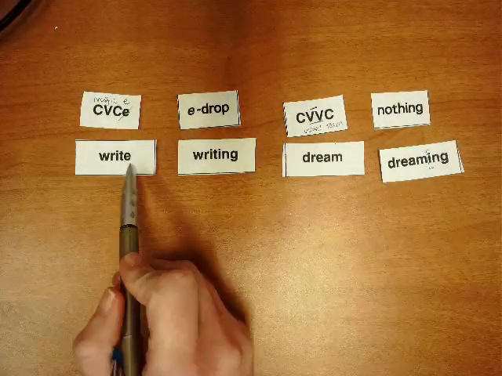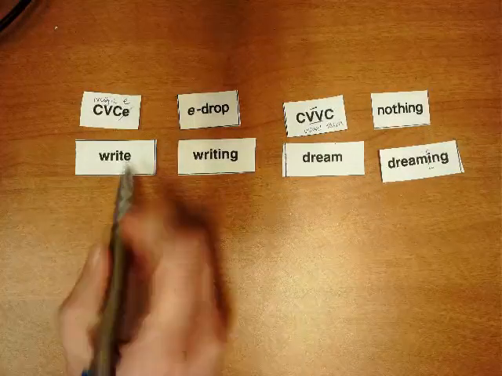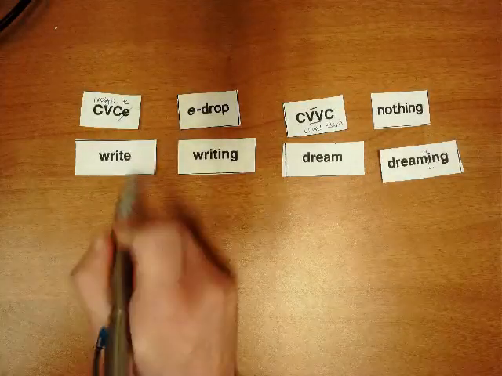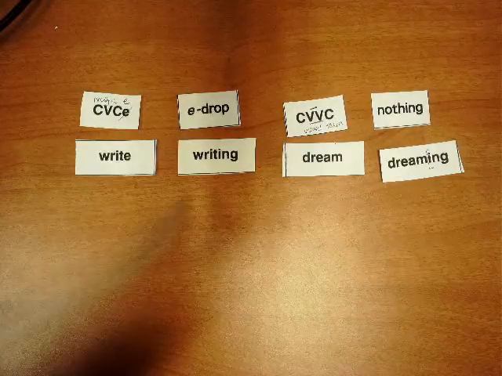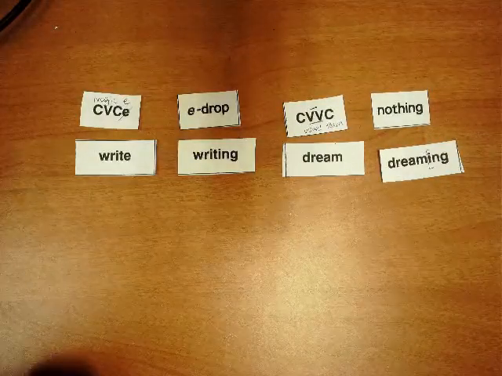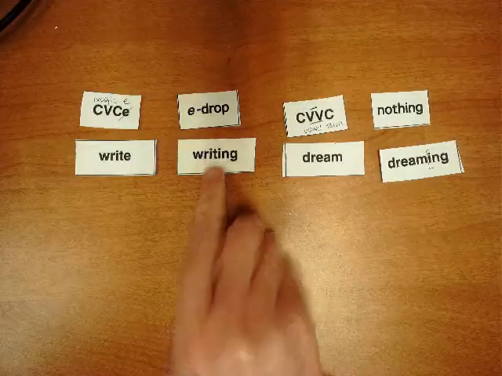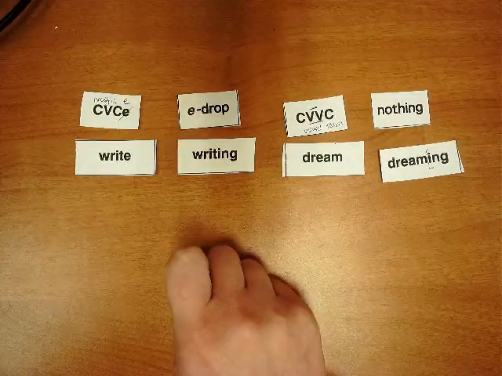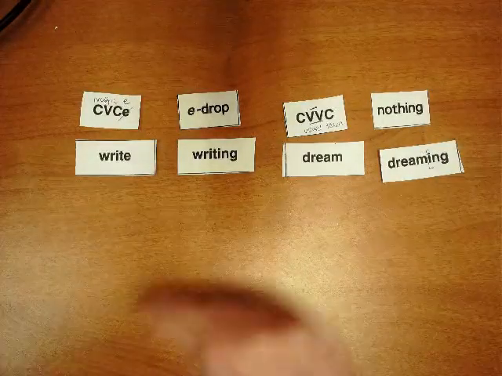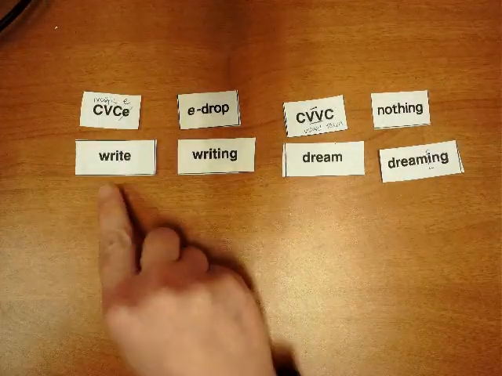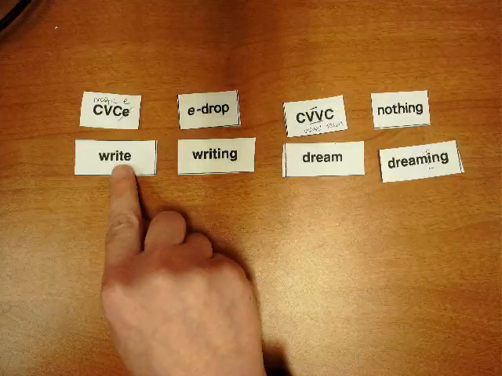Notice that E was dropped, right? To go from right to writing, we had to drop that E. That vowel sound is long. If you remember in our patterns from last week's sort, we doubled consonants to keep vowel sounds short. And that's why it's so important to understand the difference between the two. When we drop E's, that was a long vowel pattern, right?